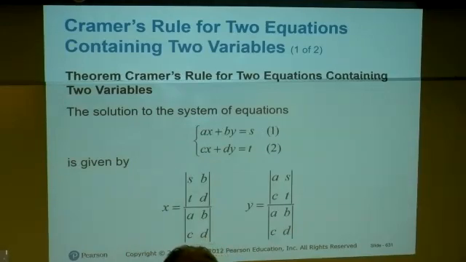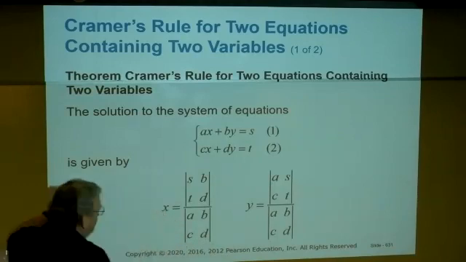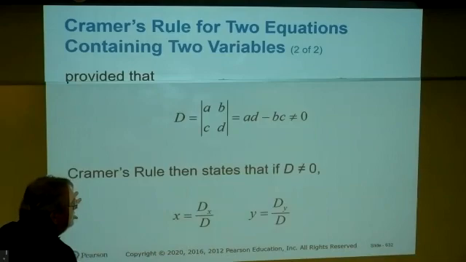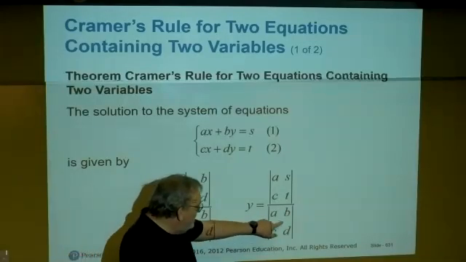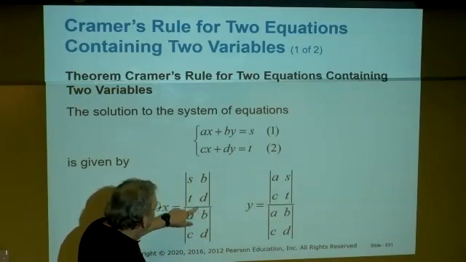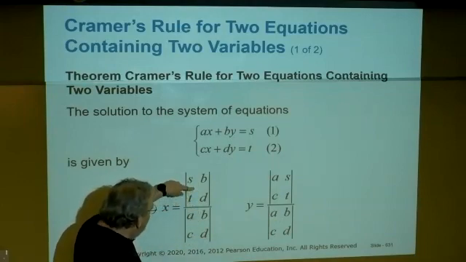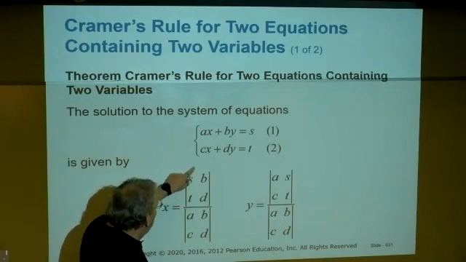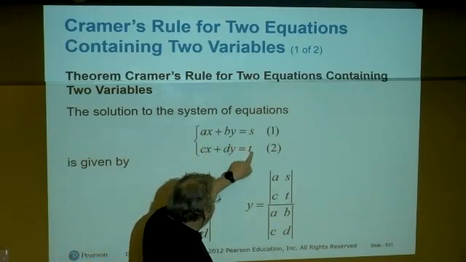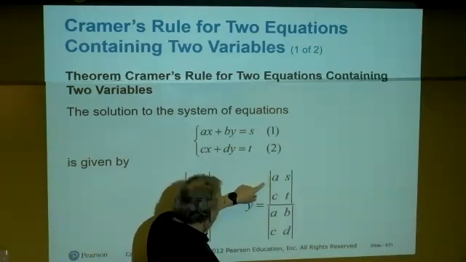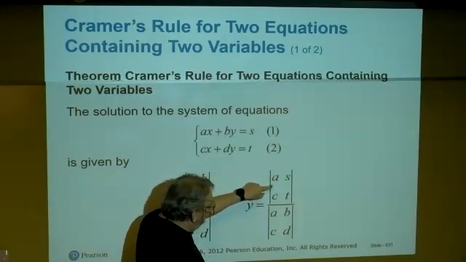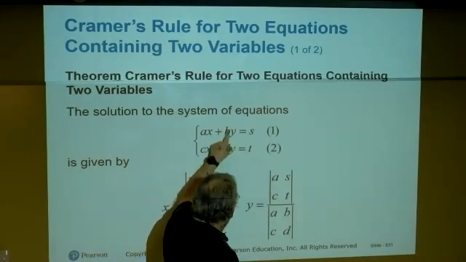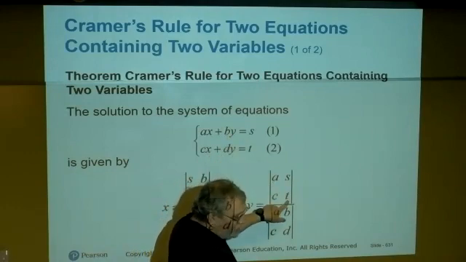Cramer's rule. I think we did this already, right? We talked about Cramer's rule. Yes. Where we have the determinant of the coefficients, which is the denominator of these 2 things. And then we have the determinant for x, where we replace the x coefficients with the constants. And then for the y determinant, we're going to replace the y coefficients with the constants.